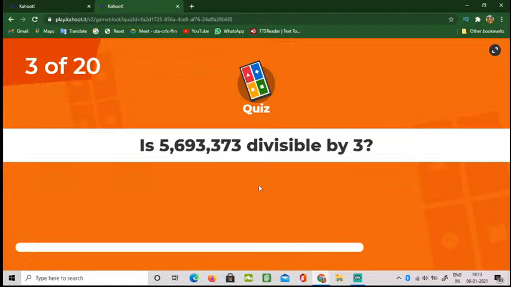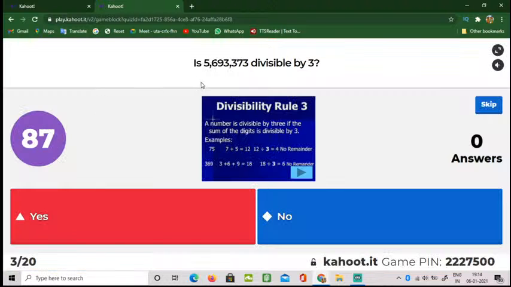Now the question is, is 5693373 divisible by 3? So you can again see the divisibility rule of 3 on the screen, and I want you to find the correct answer based on the examples. You can just work out the question. So I've started getting answers, 5 answers, 6 answers, 7, 8, 9 answers. Okay, 9 answers.